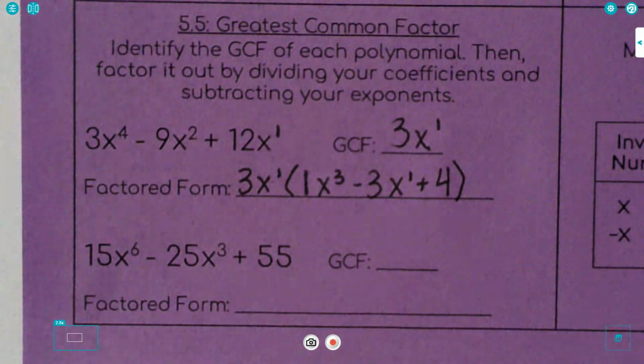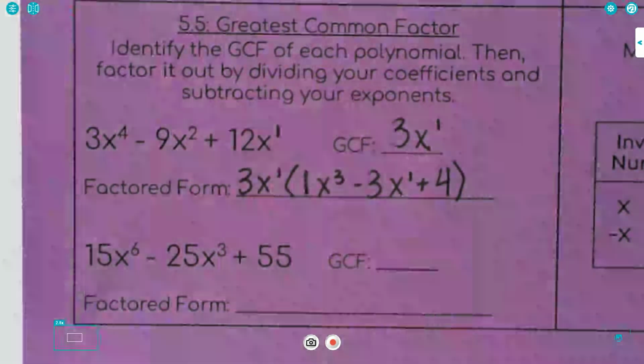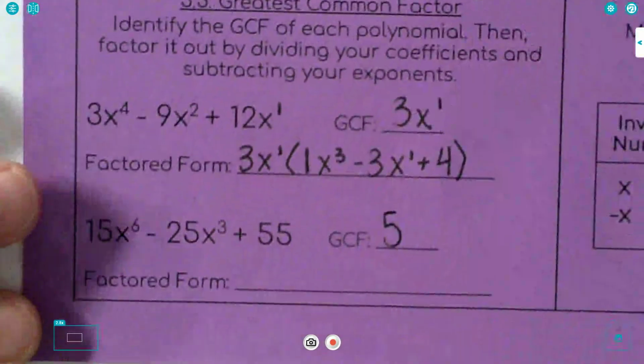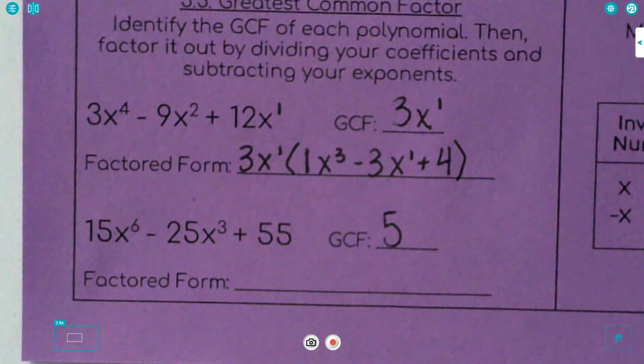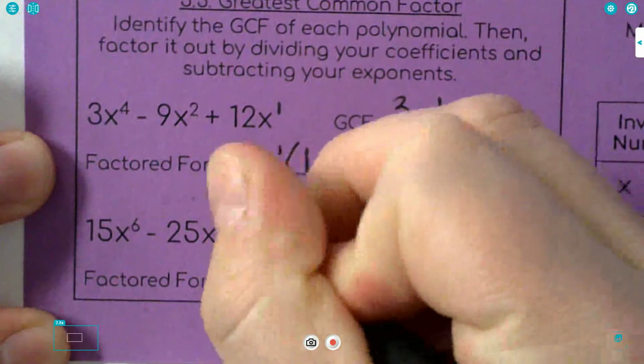Okay, next one, 15, 25, 55. What can I divide all those by? 5. We put that 55 there on purpose because people are not understanding that 55 divided by 5 is 11. Then how many x's can we take out? None, because that 55 doesn't have any. So on this one, our GCF is just 5. We put this one on here on purpose because it's a common mistake we're seeing.